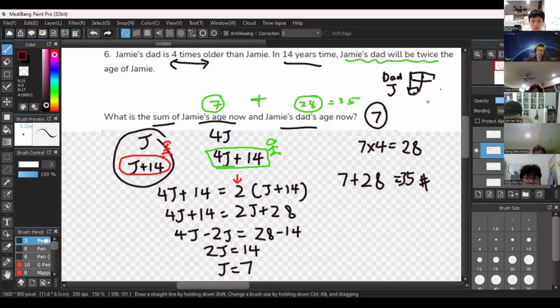So remember, a lot of students will make this mistake. Usually they will just put the 2 here. That's why if you are confused, you draw out the box. Then you can easily identify whether the 2 is here or there. Okay, thank you, Lingxuan. So let's move on to the next question.